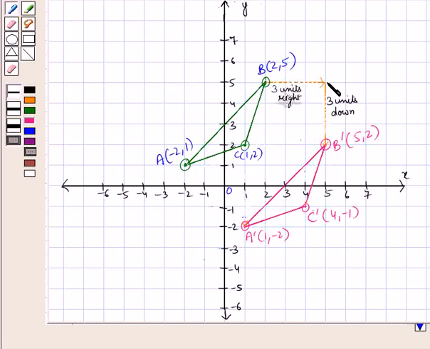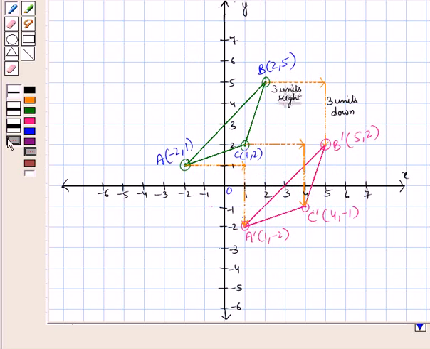Now from the graph you can see that the point B has moved to B dash by moving 3 units right and then 3 units down. Similarly, the point C has moved to C dash and point A has moved to A dash. So this new image A dash, B dash, C dash is formed by translation.